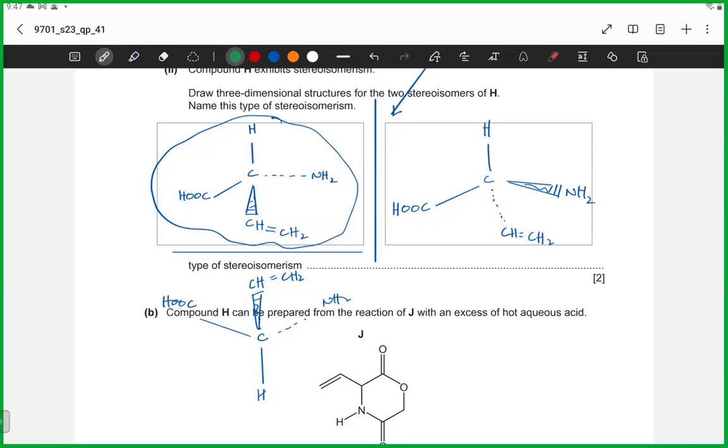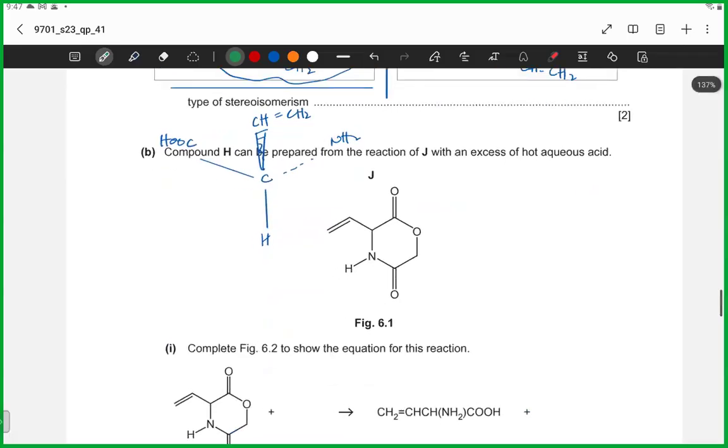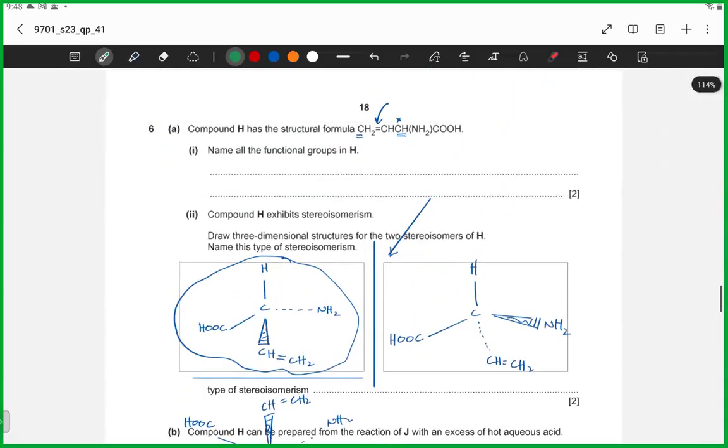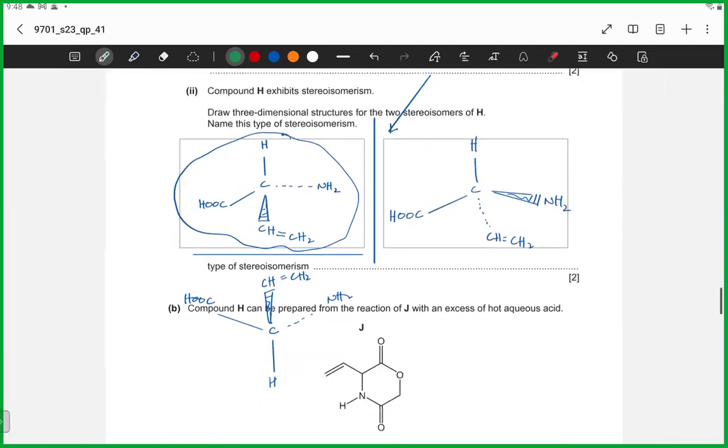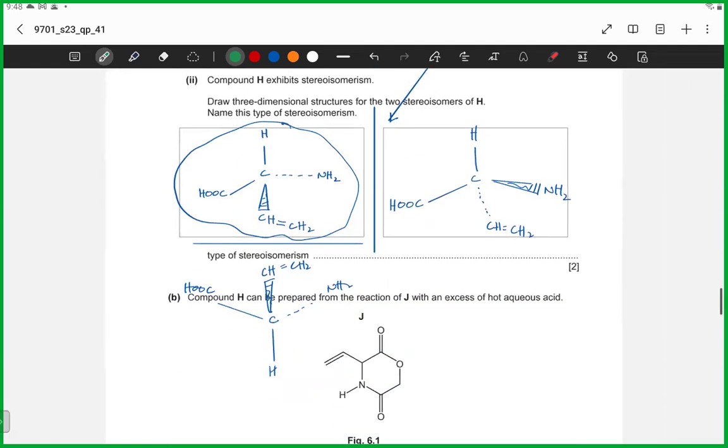Yes, sir. Is this thing clear? So next one, compound H. Don't worry about this. Normal mirrored version, 80% of the questions are going to be like that. This one is just slightly more confusing.